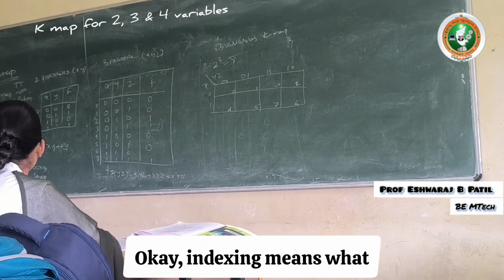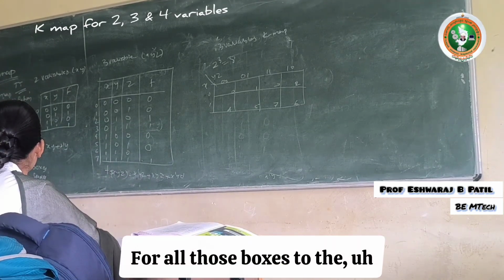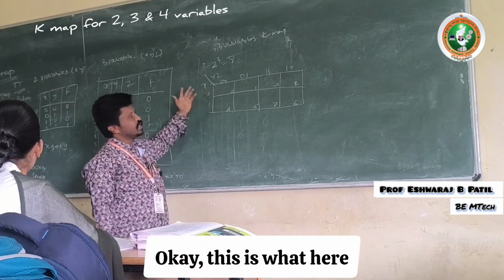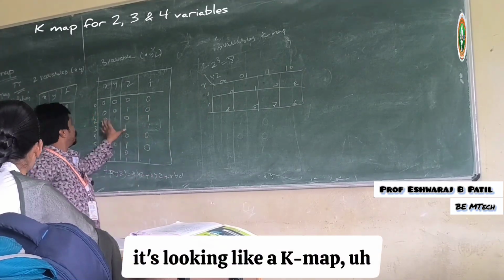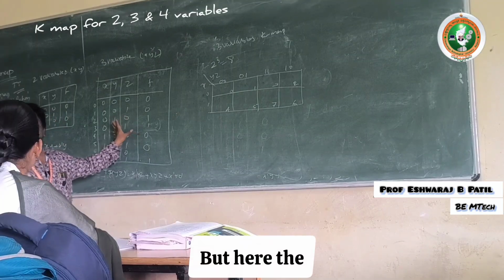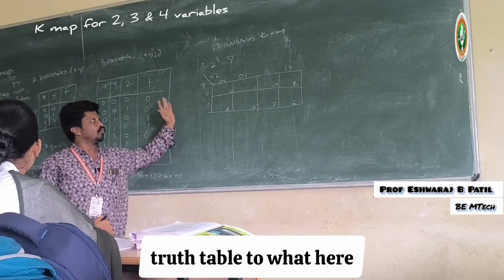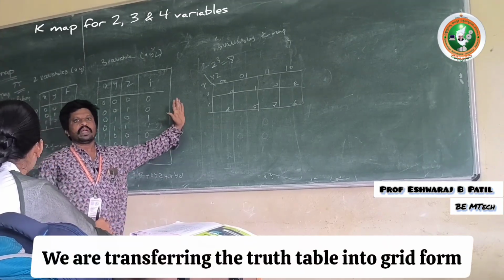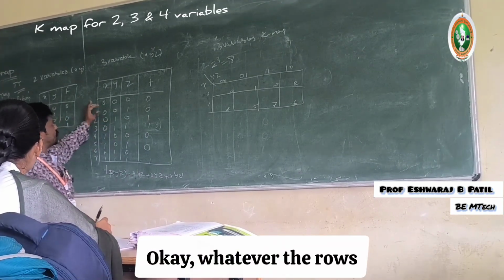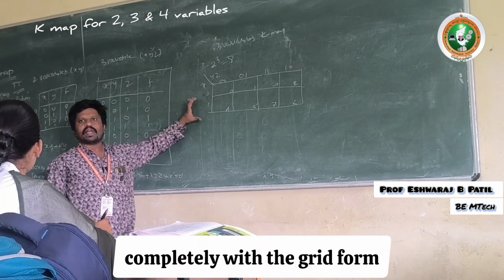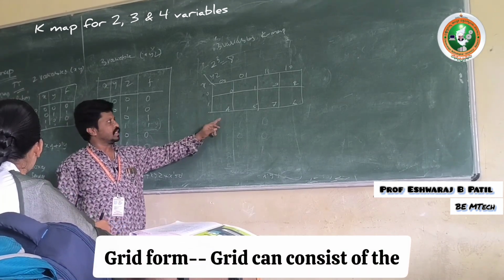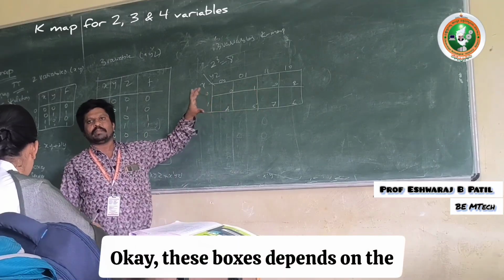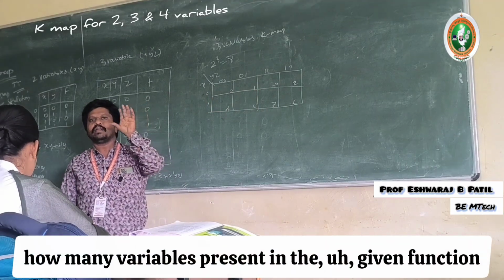Indexing means we are giving names to all those boxes for the particular x and yz combinations. This looks somewhat like a truth table, but here we are transferring the truth table into grid form. Whatever the rows and columns, we are transferring them completely into grid form. The map can consist of a number of boxes, and these boxes depend on how many variables are present in the given function.